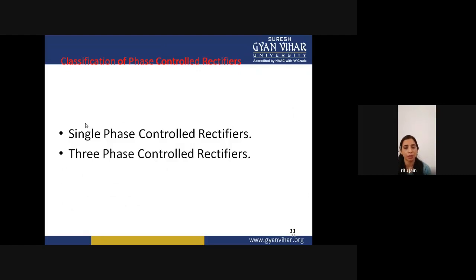Further, it can be classified into more different kinds of control rectifier, such as half wave control rectifier and full wave control rectifier. We can combine half wave with single phase, so we have a single phase half wave control rectifier and a three phase half wave control rectifier, or a single phase full wave control rectifier and a three phase full wave control rectifier. Like this, we can divide these devices into these classifications. Now we will discuss the single phase controlled rectifier. So what is a single phase controlled rectifier?